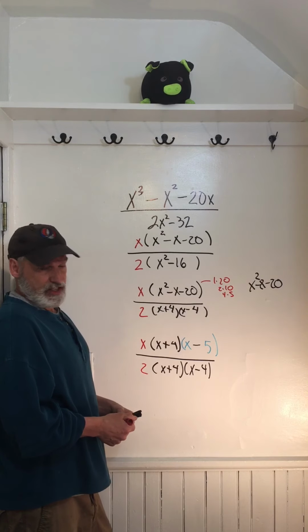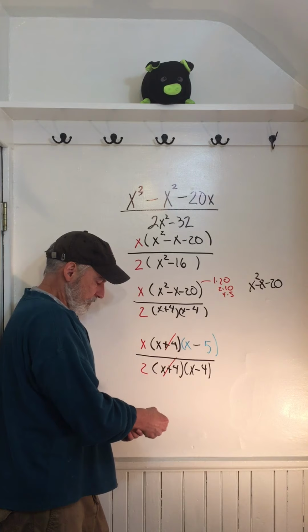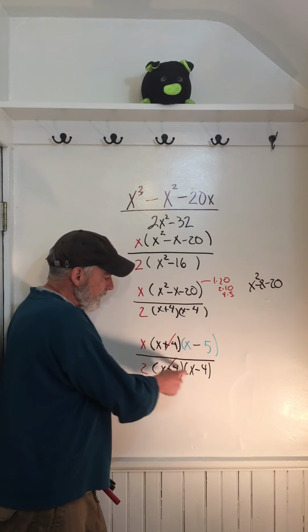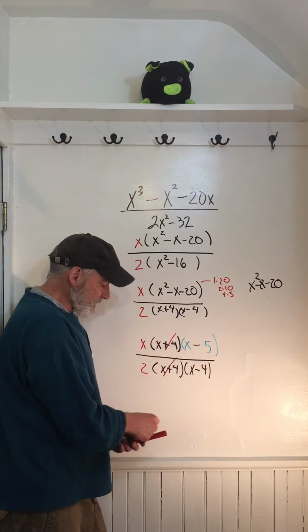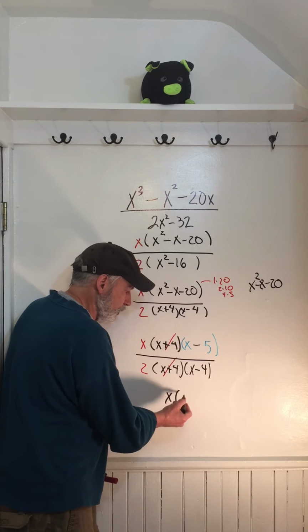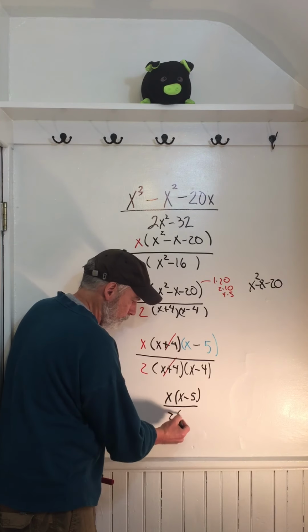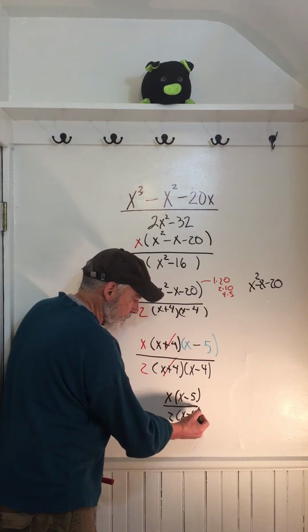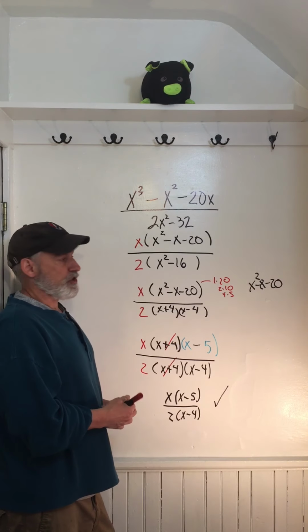Now there's not a lot that cancels here, but there is this and this. You can't cancel this x with that x because this is a factor. This is a different factor. So basically, we would be done here. This would be as good as you can get it. That is done. That's how you simplify rational expressions.